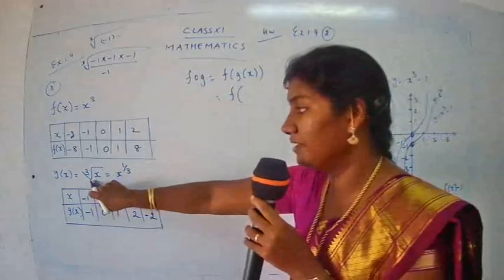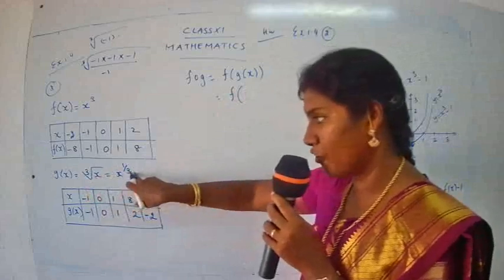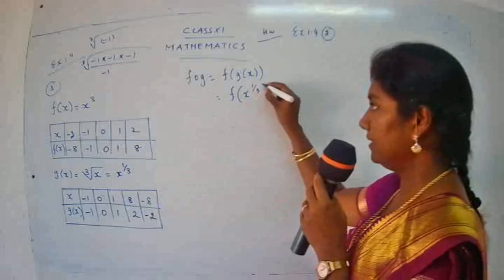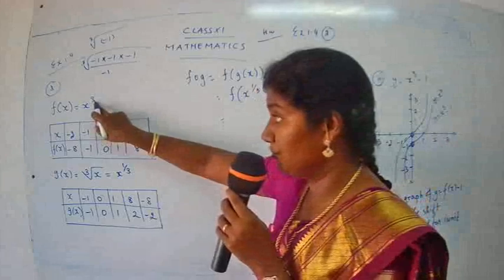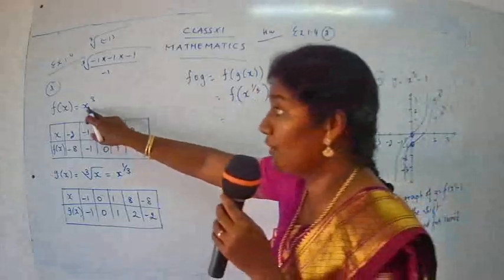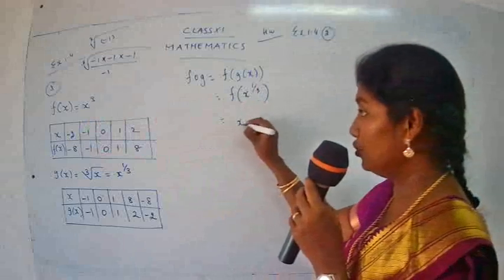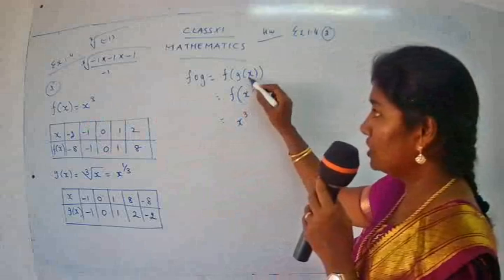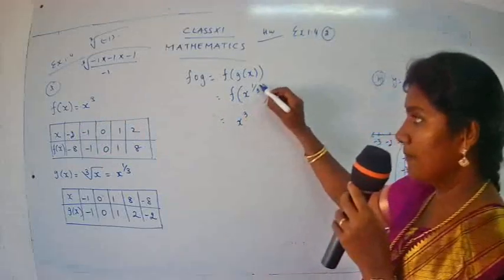So f of gx. What is gx? Don't take this, children, because it will be a little complicated to do the calculation. So we take this format. We'll take x raised to 1 by 3. What is f of x? X cube. That is, in place of x, you have to replace x cube. Getting my point? This is easy, children. You're just substituting the value for g of x. So f of x raised to 1 by 3.